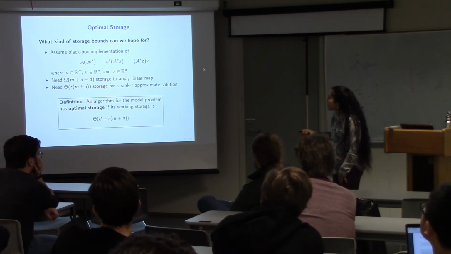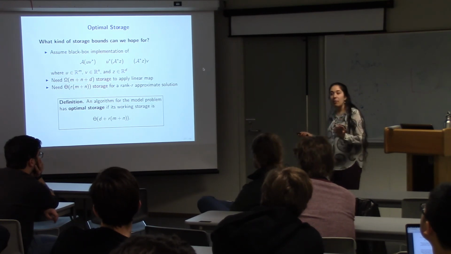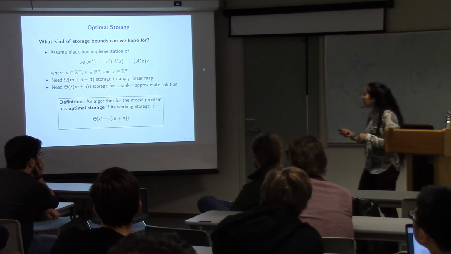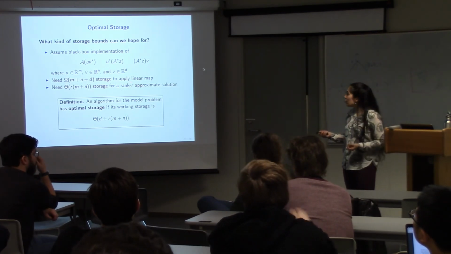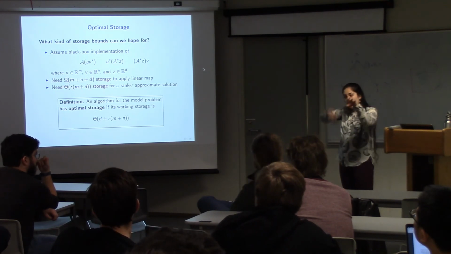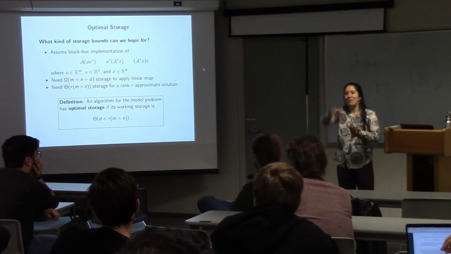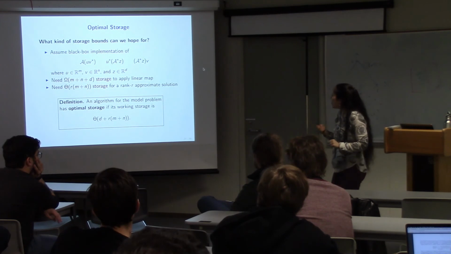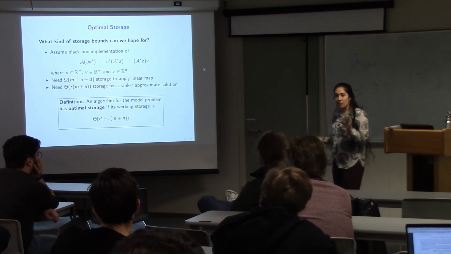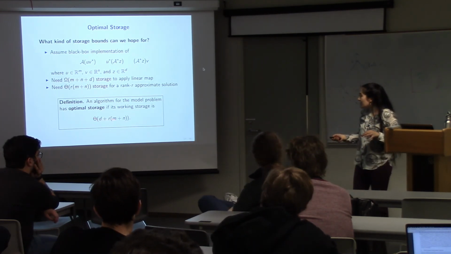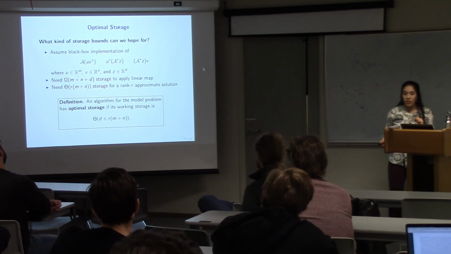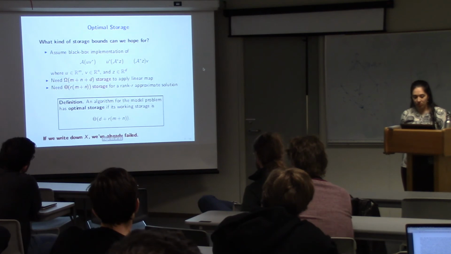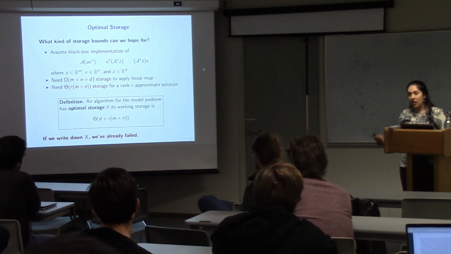So we need m plus n plus d storage just to apply the linear map, right? To read in the data and write out the answer to the linear map. If we want to be able to output a rank r approximate solution, we need r times (m plus n), for m rows and n columns in your matrix, to write out that solution. So any algorithm is going to need at least b plus r times n plus n storage. We'll say the algorithm has optimal storage if it uses no more than that. Okay. So if we write down the variable, we've already failed.